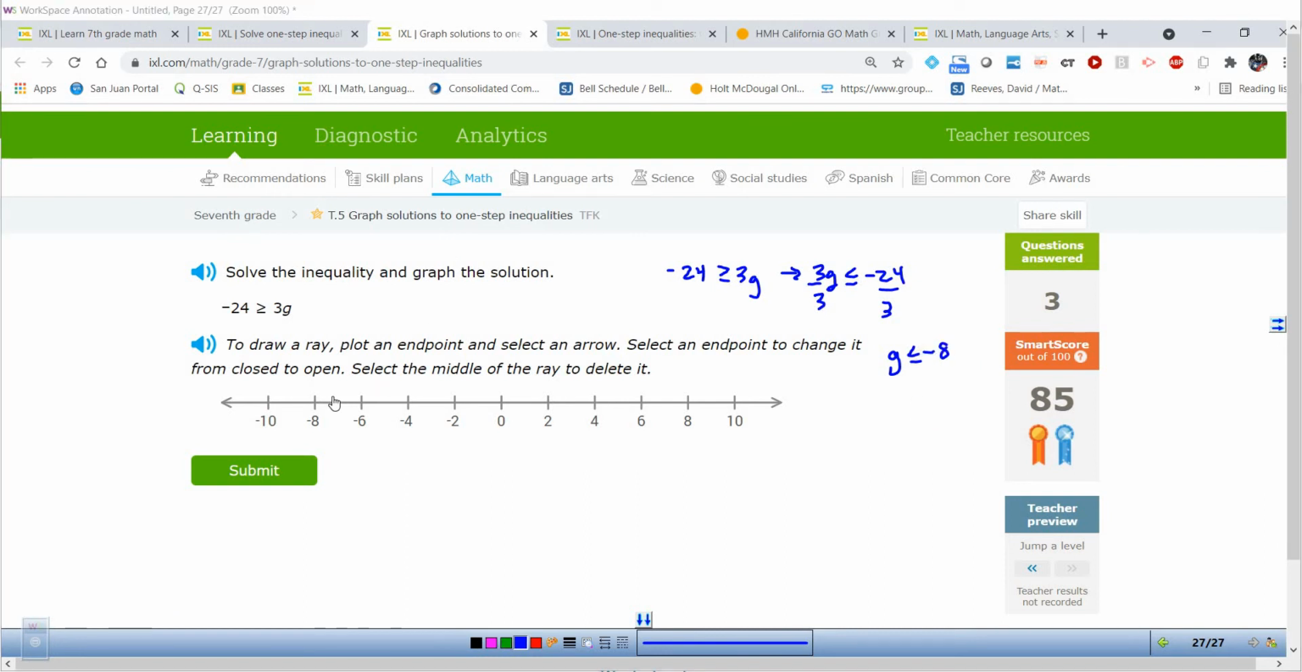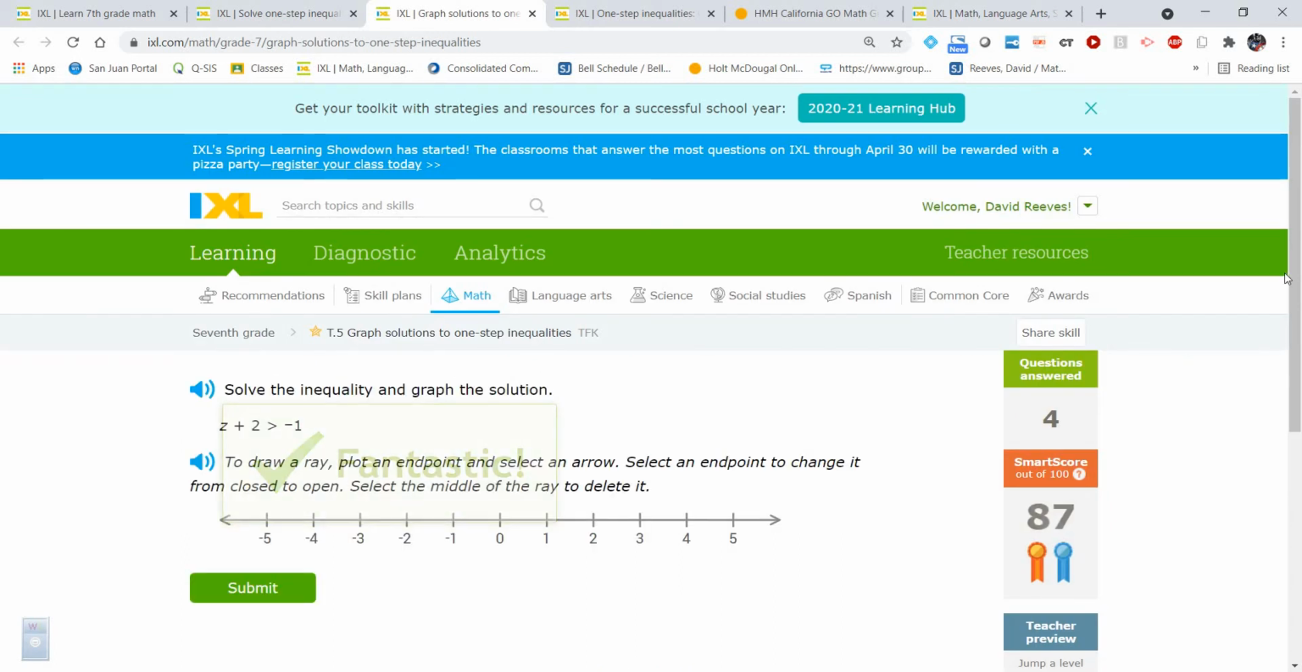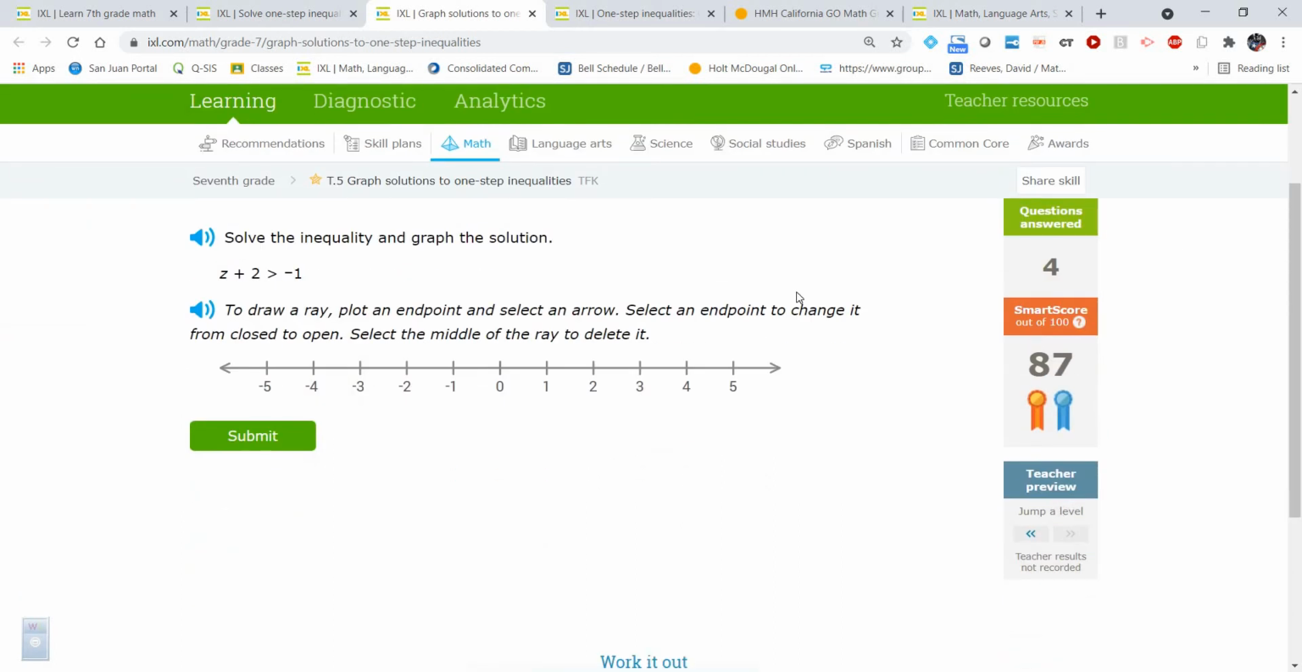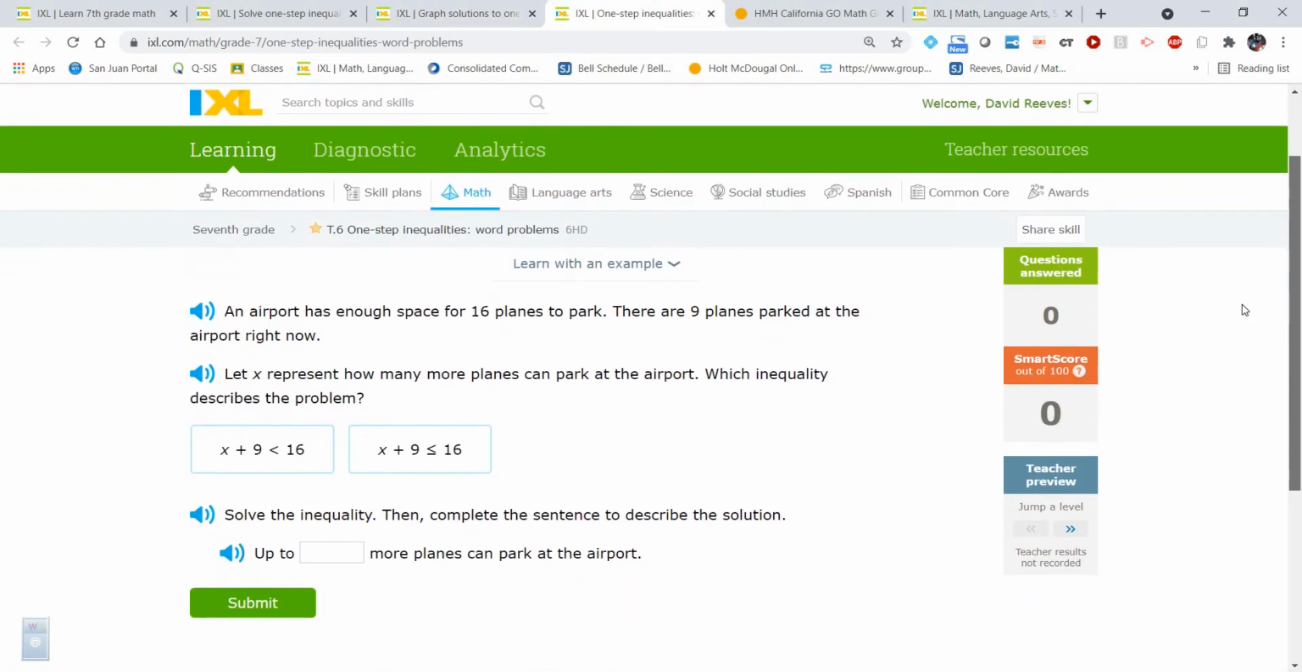All right. g is less than or equal to, so it has a closed circle on there, less than or equal to negative 8. All right, jump up. Nope, it's not going to let us jump up anymore. So let's jump over to the next skill. All right, word problems. Here we go.